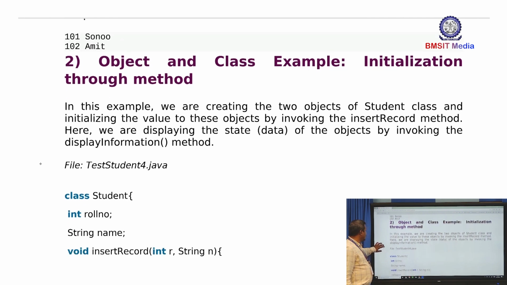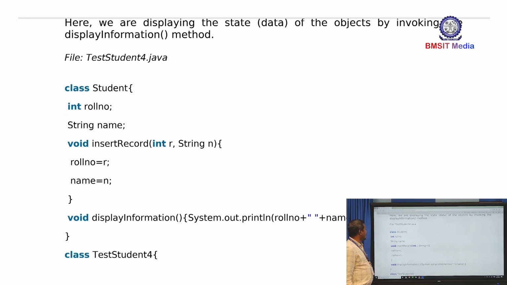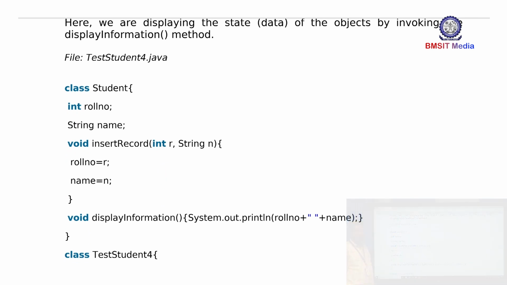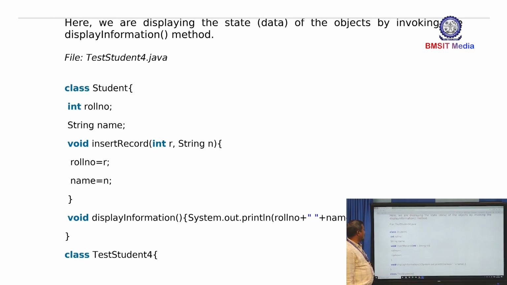So here, we are creating a class with fields like integer roll number, then after that a string name. So we are creating two fields. Just below that we have the insert record method, which takes two parameters, one is integer type, the other is a string type. Then we make use of the assignment operator and we assign roll number is equal to r, name is equal to n. So this initialization part is done.